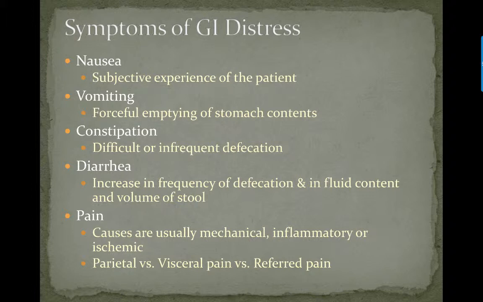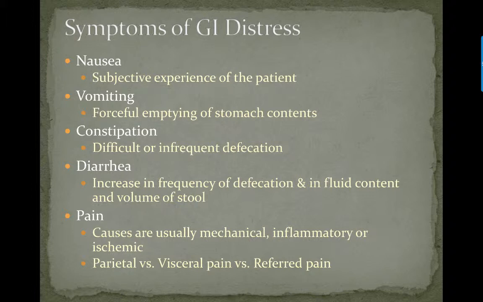Parietal pain is very somatic. Parietal pain arises from the peritoneum. That's a little bit more localized to the abdomen. It's very intense. Things like peritonitis, where you have inflammation of the peritoneum, can cause a parietal pain.